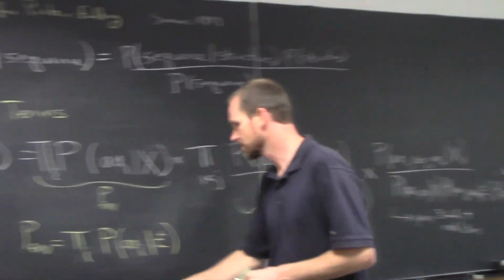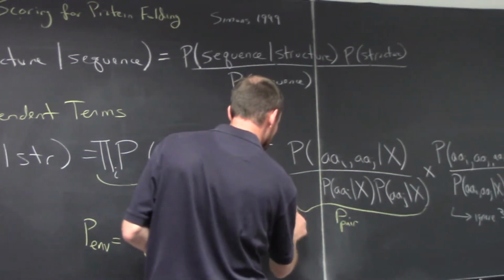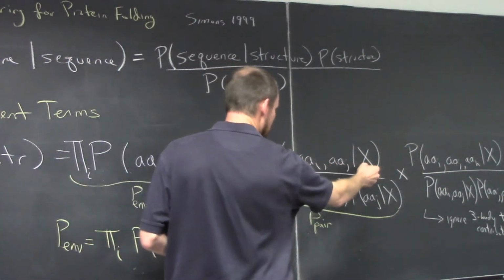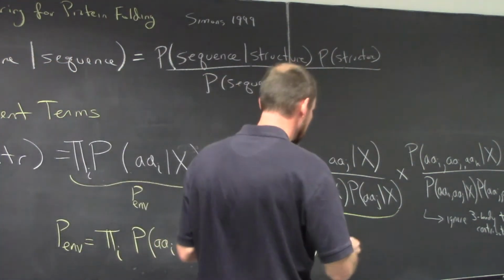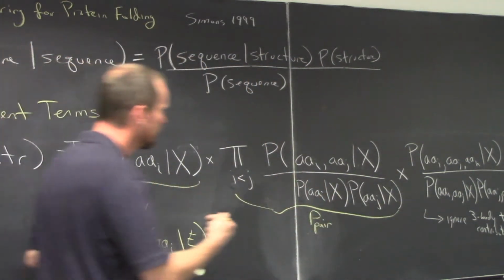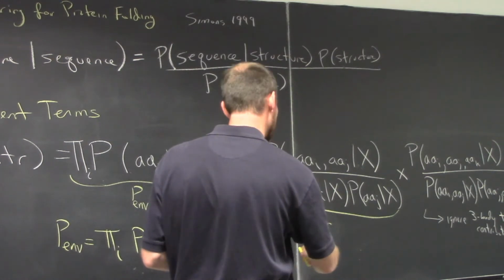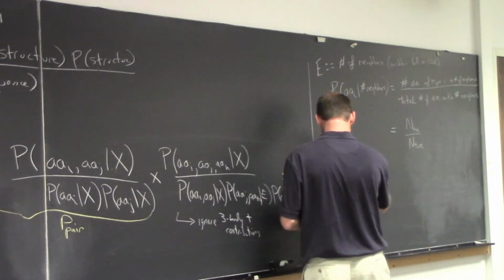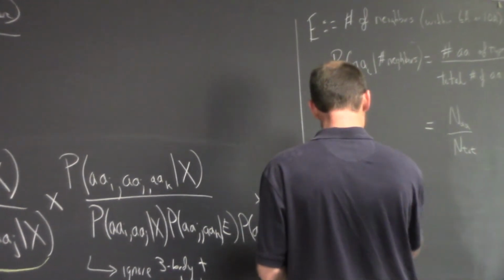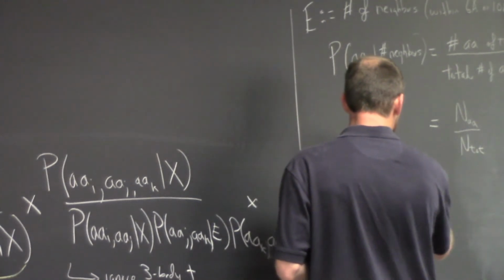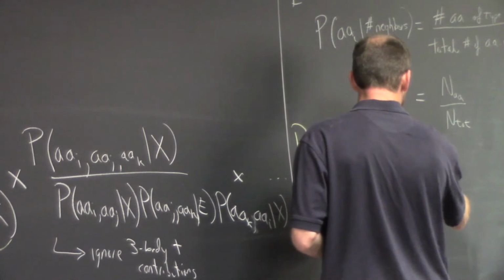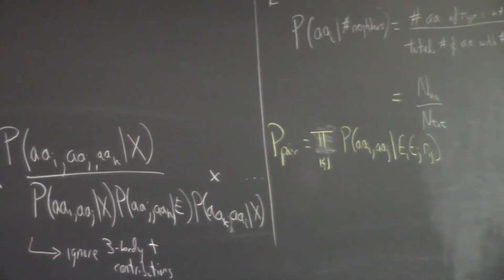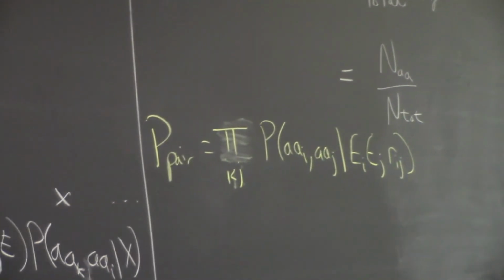So the pair probability is going to be the probability of amino acid I and amino acid J, given a certain level of burial, these pairs together. Actually, let me rewrite this. Pair equals, for all pairs I less than J, the probability of amino acid I and amino acid J given the environment of I, the environment of J, and Rij. So the way we're defining the structure, or X in this case, will be the environment of the two, how buried are they, and how far apart are they.